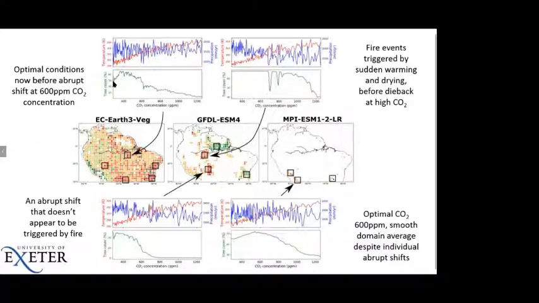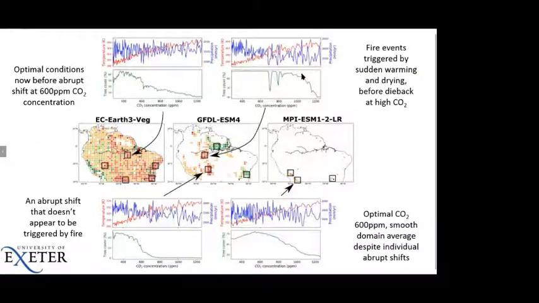What you'll notice is that we have this initial increase in tree cover, reaching an optimal CO2 concentration of around 400 parts per million, so roughly present day conditions, before slowly declining and then hitting this abrupt shift at around 600 parts per million. But if we look at the drivers, just before this abrupt shift, we have a sudden drop in the precipitation, which might be a key driver of this abrupt shift.